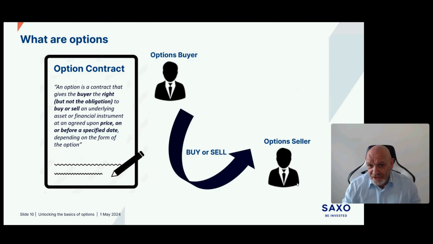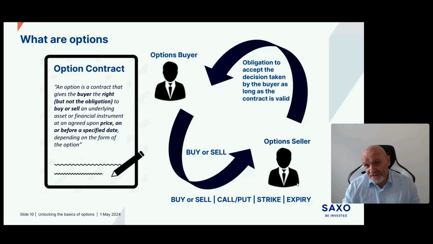So, being an options buyer, if you buy an option from an option seller, that will give you the right to buy or sell the underlying at a certain price. Buying the underlying is using call options, selling the underlying is using put options. I'll get back to that in a later stage. The option seller actually takes on the obligation to accept your decision, the decision by the buyer, you, as long as the contract is valid.